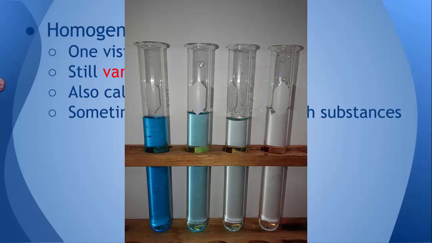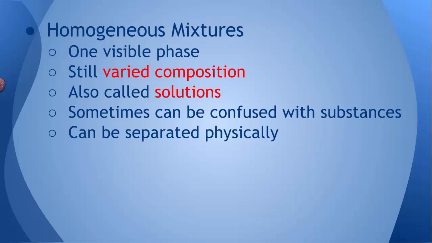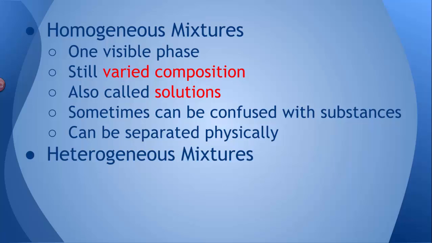They all are one phase. I can't see any part of each individual test tube that looks any different. It looks like it's one thing, but it's actually two substances mixed together, copper-2 sulfate and water. And the amount is different in these different test tubes. So it has a different, what we call, concentration. Now, I can still separate mixtures physically, even if they're well mixed like a solution, like a homogeneous mixture.